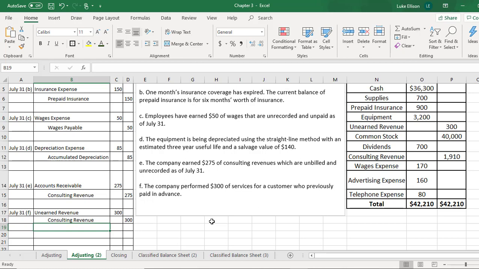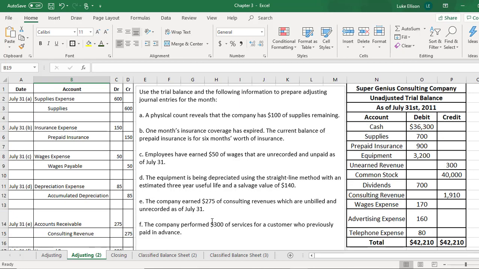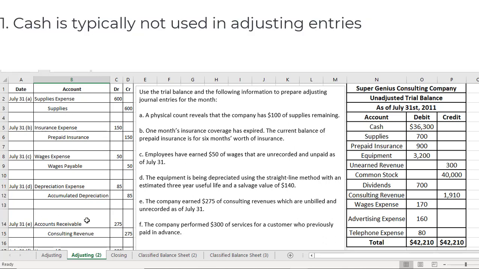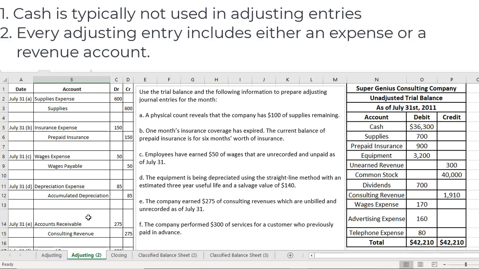Alright, we are finished with our adjusting entries. Now just a reminder, there are many different circumstances when adjusting entries are going to have to be made, and you'll learn about many new circumstances throughout your accounting course. And just a few hints if you're struggling with adjusting entries. 1. Make sure you're not using cash in any of your adjusting entries. There are some unique circumstances when you might need cash in your adjusting entries, but usually at this stage you're not going to use cash at all. And the other thing that I already mentioned is that every adjusting entry is going to include either an expense or a revenue account. So if you don't have one of those in your entry, then you know something has to be wrong.